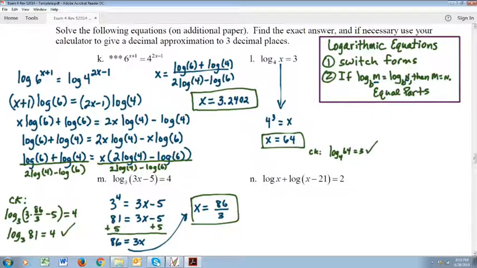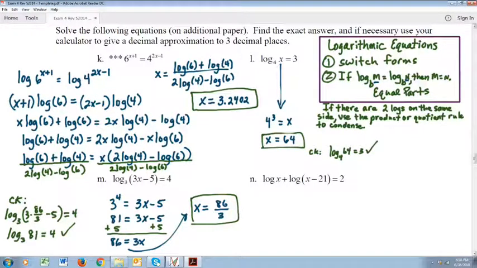Alright, so let's move on to n here. Now notice this time we have 2 logs on the left side. Now we learned these properties of logs, and this was the main reason. We had a product rule, and here we have a sum of logs, and so that's what we're going to use so that we can have just one log. So I'm going to add that to our strategy for logarithmic equations. If there's 2 logs on the same side, we want to use the product or quotient rule to condense into one log.